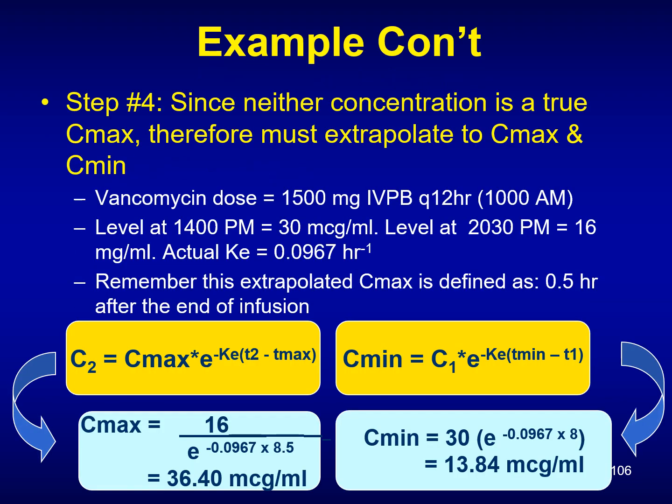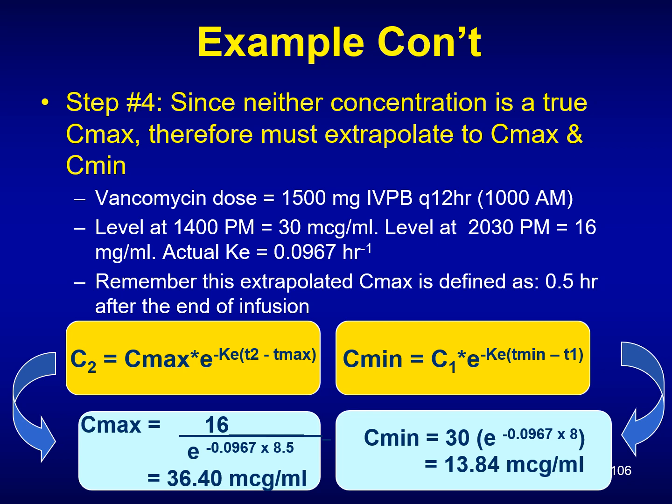Step 4, since neither concentration is a true Cmax, we must extrapolate to true Cmax and C minimum to see whether they're within target range. If they are, we don't have to proceed further, and the patient can continue on the current regimen. If they're not within target, though, we have to calculate a better regimen for the patient.